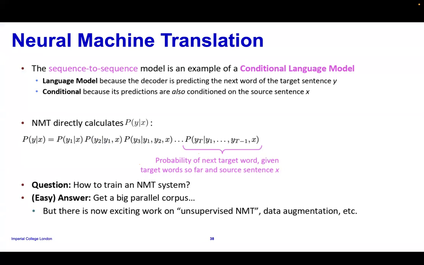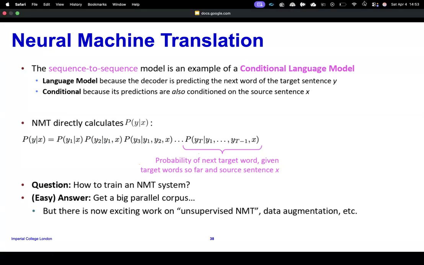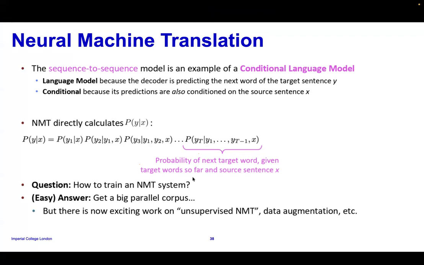How can we train it? How can you train a machine translation system? We know if you want to do sentiment analysis, you need to create training data and test data, right? But in machine translation, you need to get a very big parallel corpus, and then using that parallel corpus you can do machine translation, and also a lot of other stuff such as data augmentation.